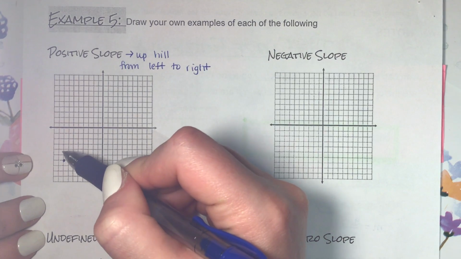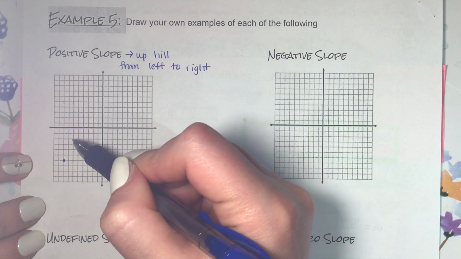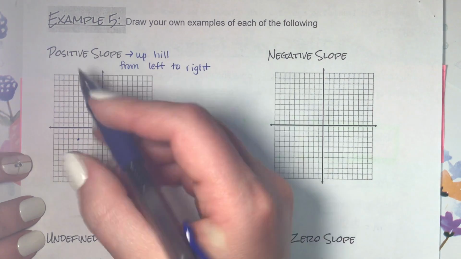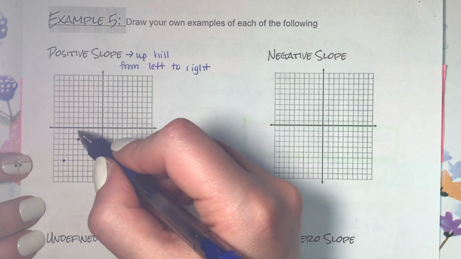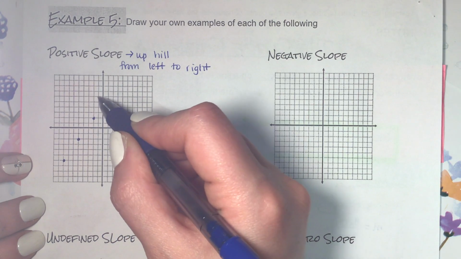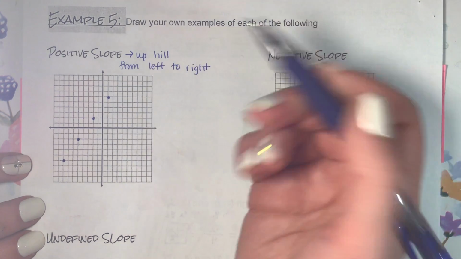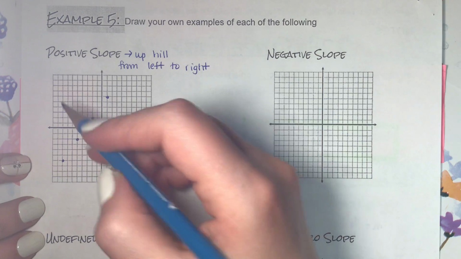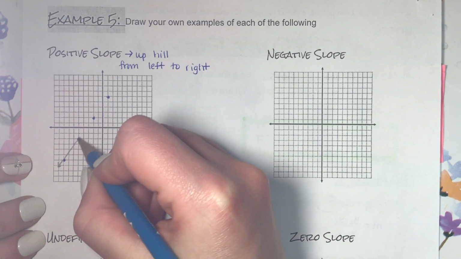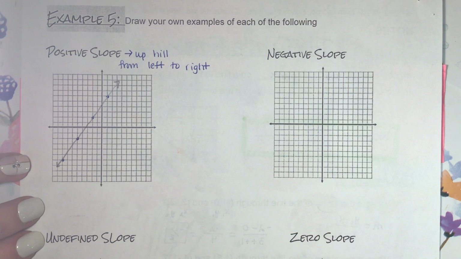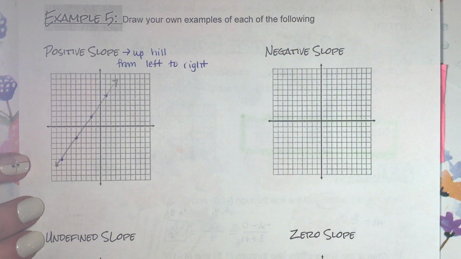So I'm going to go up 4, 1, 2, 3, 4, over 3, 1, 2, hold on, 1, 2, 3, 4, just so I can get a decent line. Okay. I just came up with a random slope to have. Just as long as it's going uphill, then your answer will be correct. So there is my first example of a positive slope.